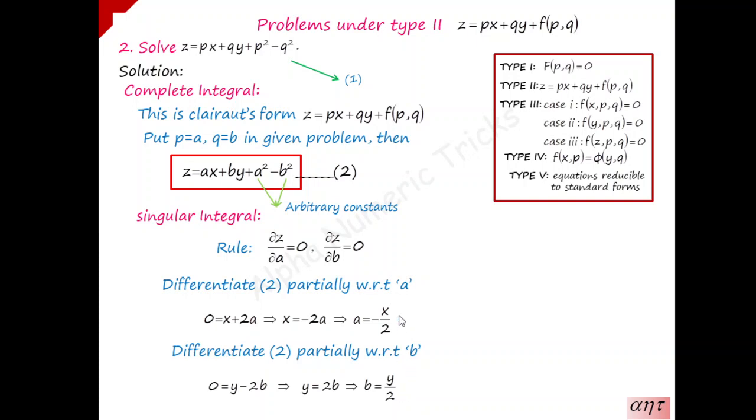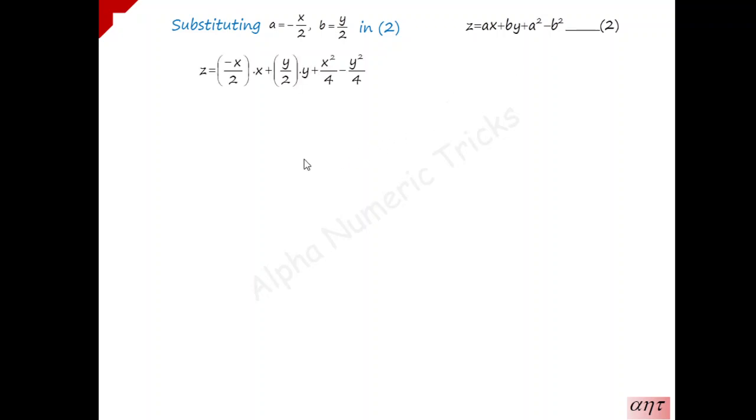Now look at these two equations. Here the value of a is readily available and the value of b is also known to us in terms of the independent and dependent variables. So you can substitute these in the complete integral and simplify to get the solution. Now we will see the simplification: we substitute a = -x/2 and b = y/2 in the complete integral z = ax + by + a² - b².